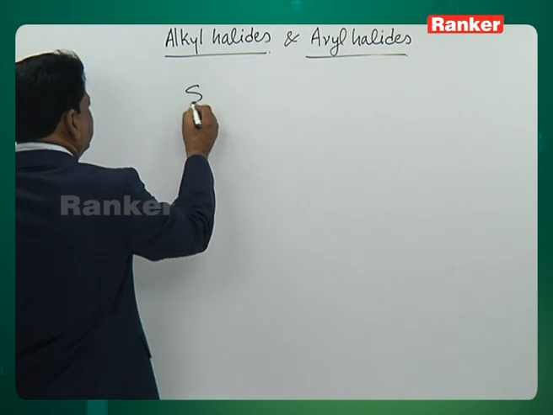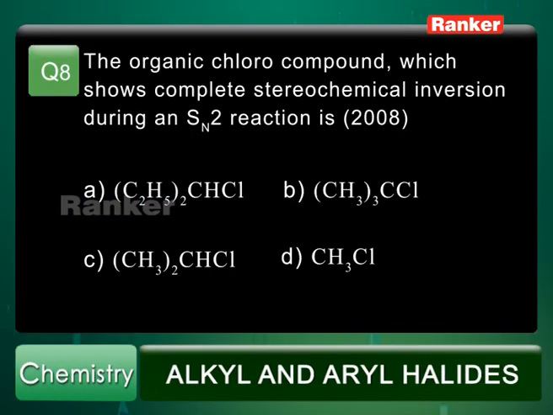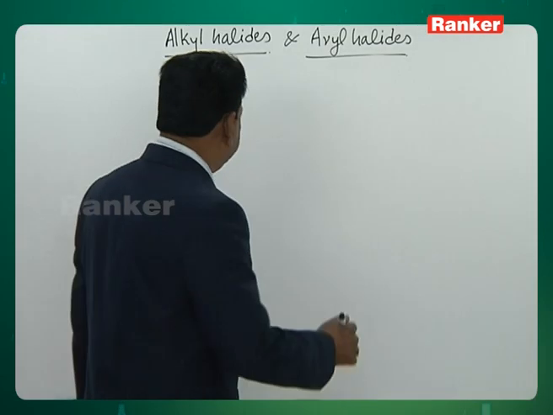So let's go for question number 8. The organic chloro compound which shows complete stereochemical inversion during an SN2 reaction appeared in 2008. The first option is a secondary alkyl halide. The second option is a tertiary alkyl halide. Another one is again a secondary dimethyl type of compound, and the last one is the primary, methyl chloride. So what happens in this reaction?